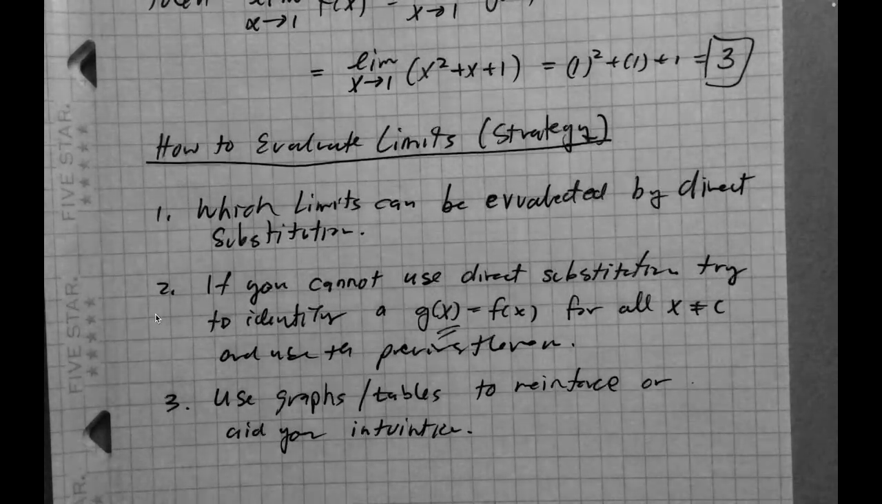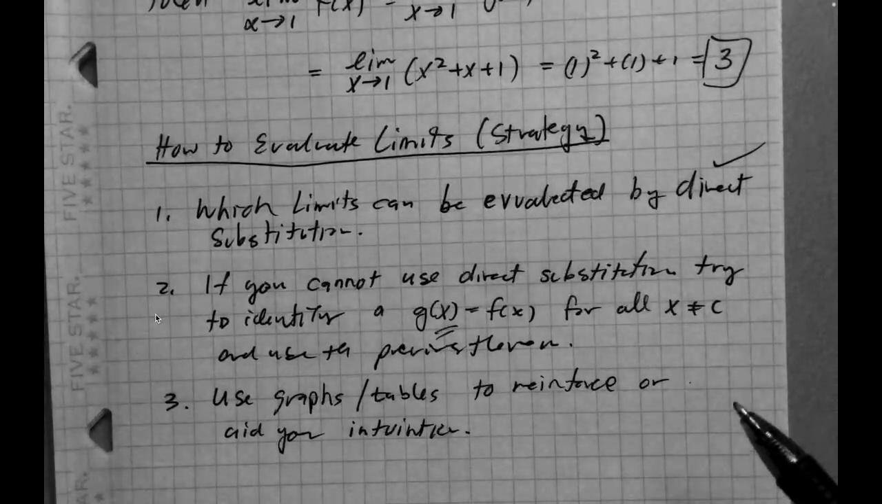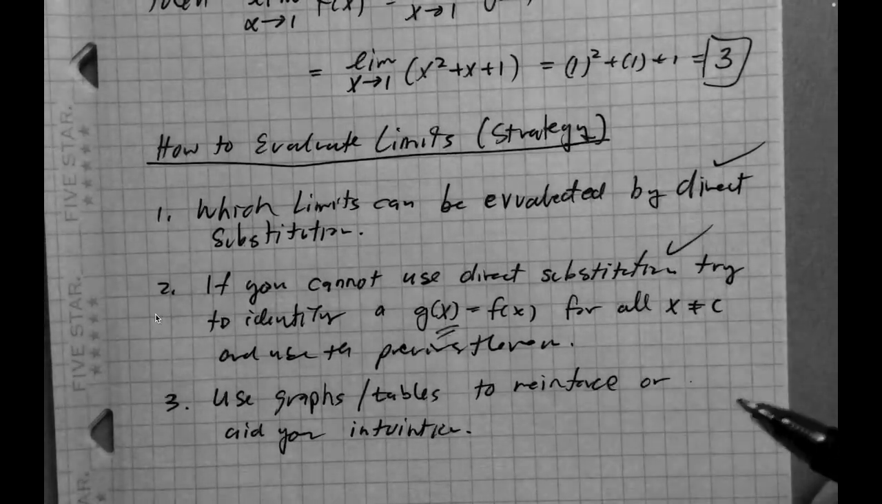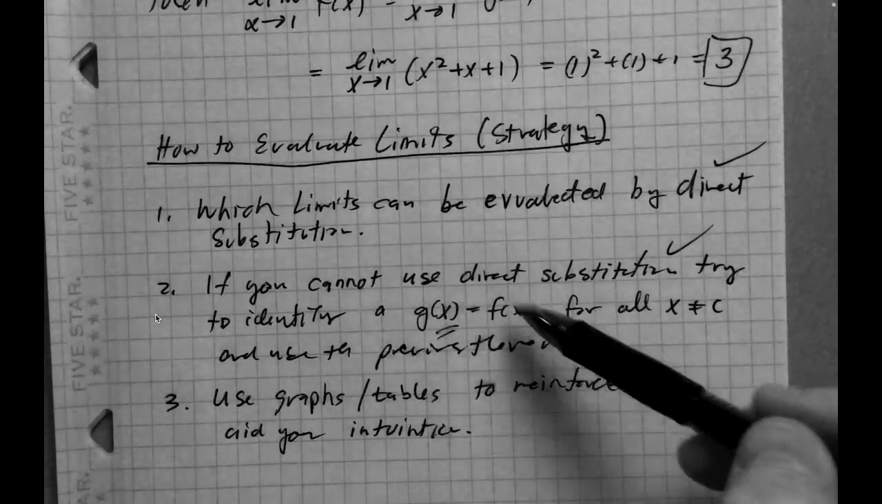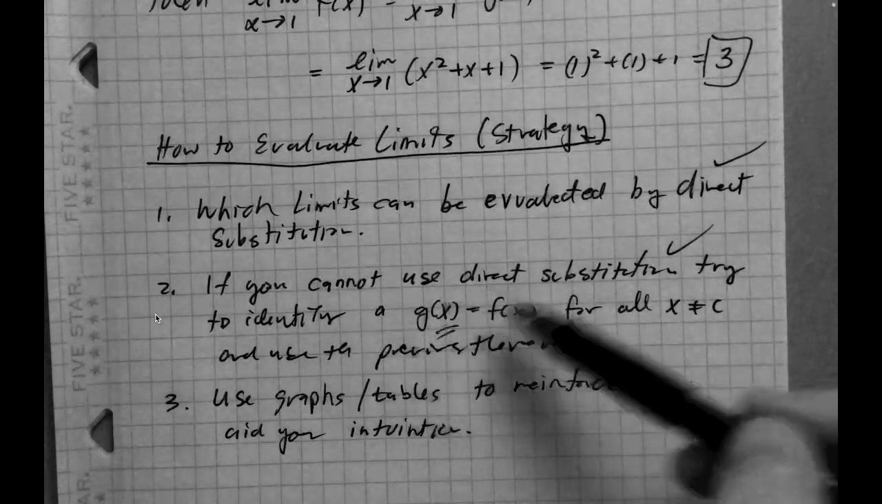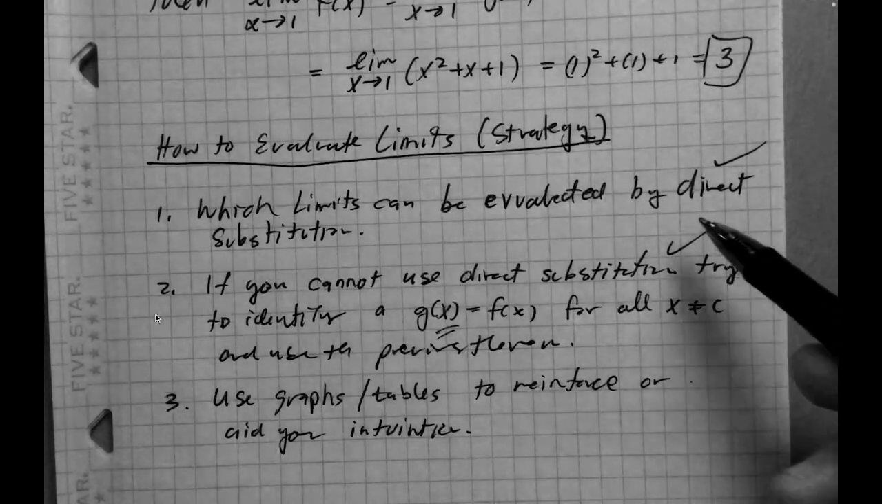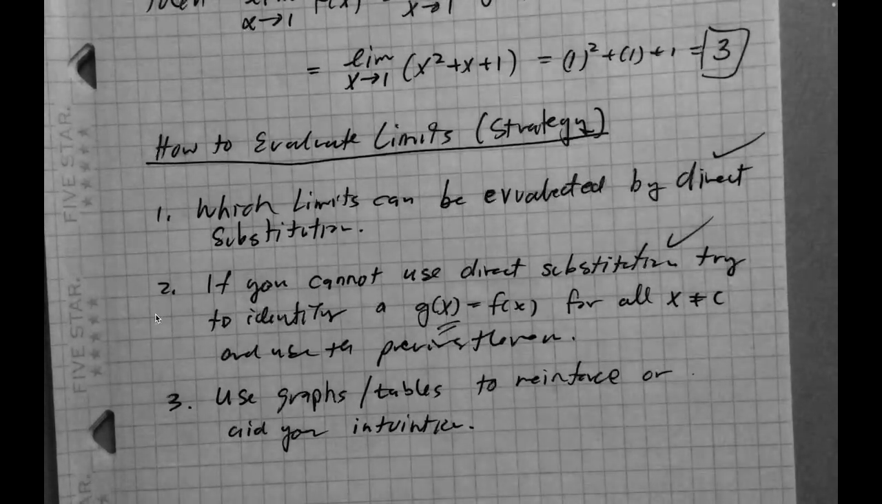So if you can, just evaluate it directly. That's your best option, simplest option, obviously. If that's not possible because there's some issue with the denominator or some domain issue, see if you can transform the function, i.e. identify a g of x that's similar to f of x, or identical to f of x on the open interval around the limit point c. And if that doesn't work, also use graphs or tables to help reinforce or aid your intuition.